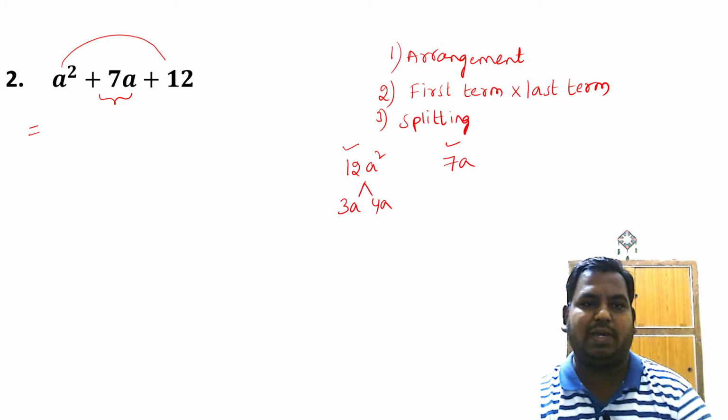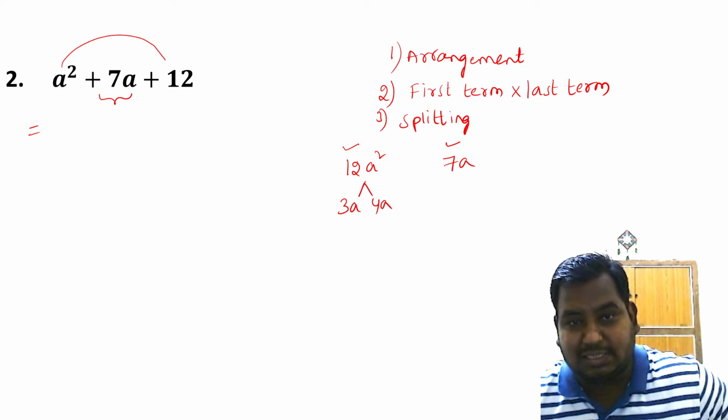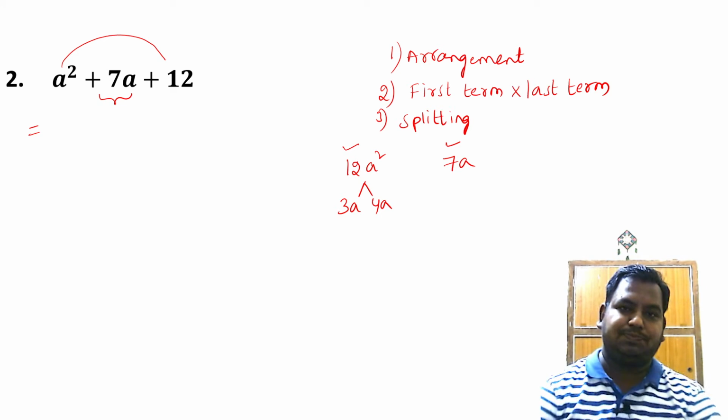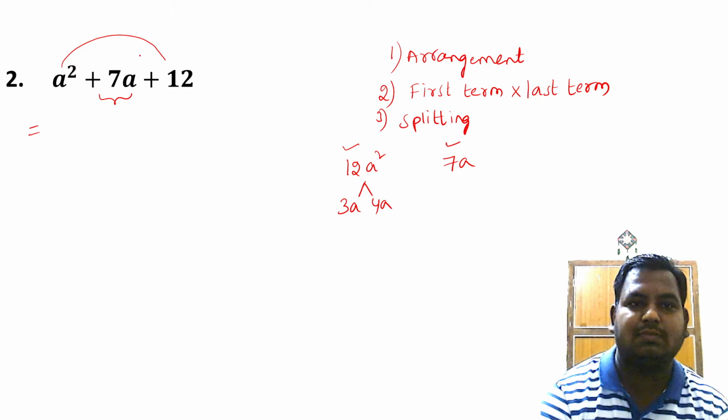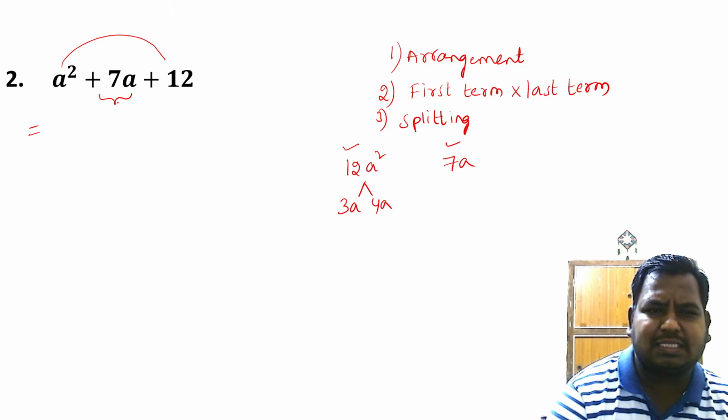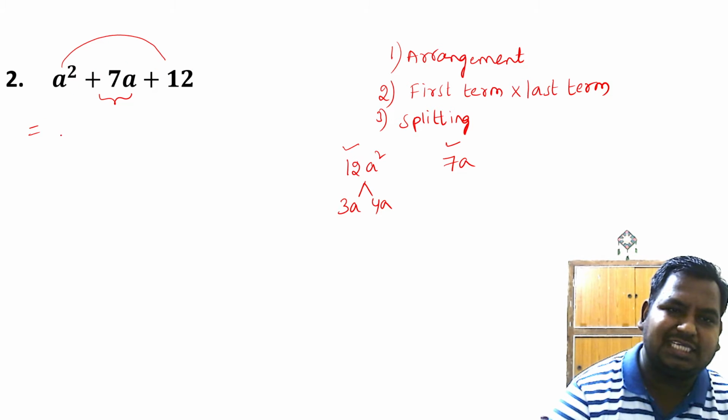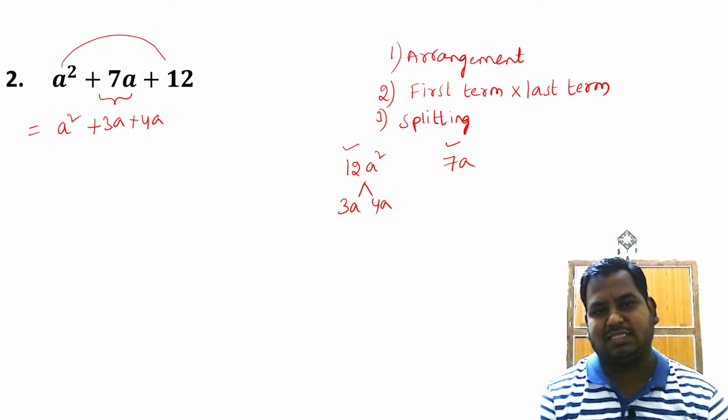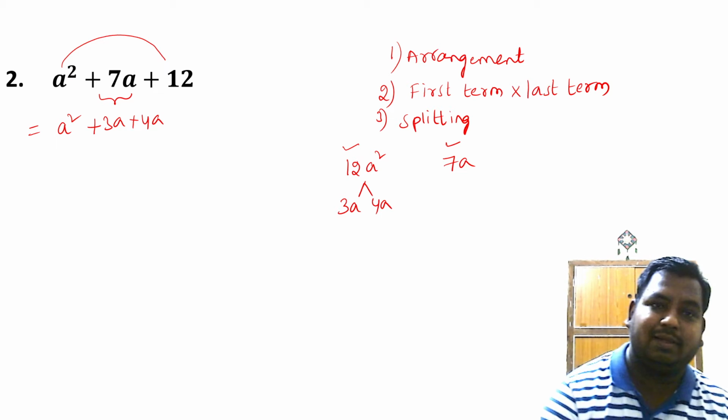We have a square plus 7a plus 12. A square we'll write as it is. Next we have 7a. We can write 7a as 3a plus 4a. We have split 7a as 3a plus 4a, plus 12.